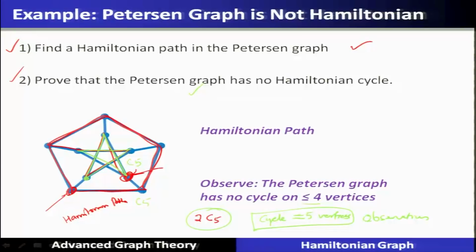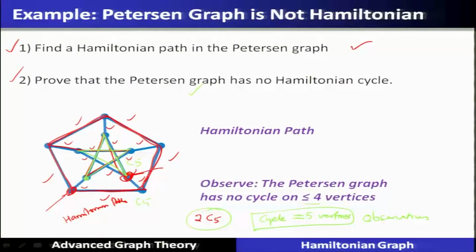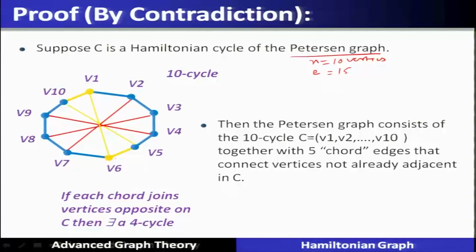Let us use this observation to prove that the Petersen graph has no Hamiltonian cycle. The Petersen graph has 10 different vertices, and it has 15 different edges. So 15 edges are there and 10 vertices are there. Let us construct a Hamiltonian cycle. So, we will prove by contradiction.